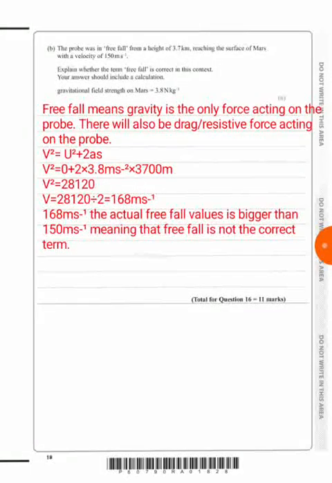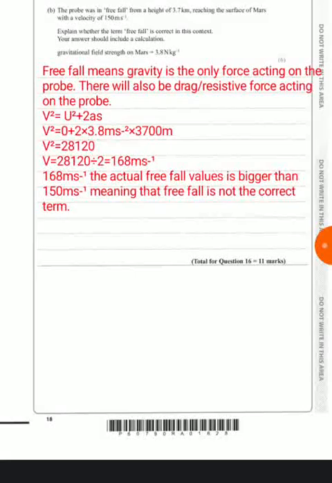Then part B. The probe was in free fall from a height of 3.7 kilometers, reaching the surface of Mars with a velocity of 150 meters per second. Explain whether the term free fall is correct in this context. Your answer should include a calculation, and they have given us the gravitational field strength on Mars.